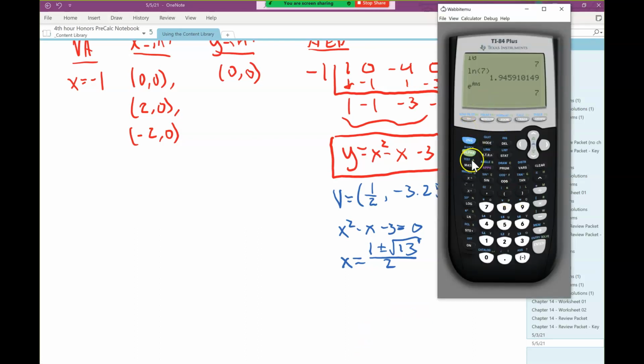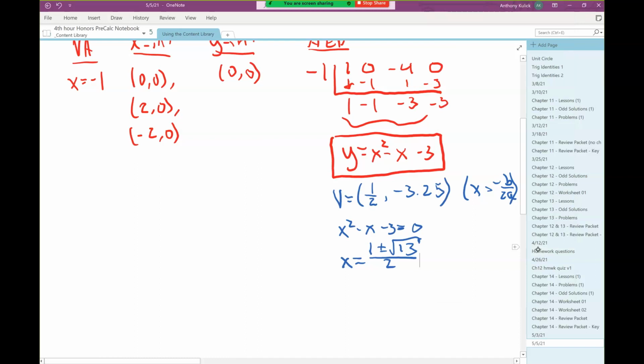So if I go and type this into my calculator, because I'm going to want a decimal if I'm going to graph this thing. So 1 plus the square root of 13 over 2 is 2.3, and then 1 minus that should be negative 1.3. And that should be enough.